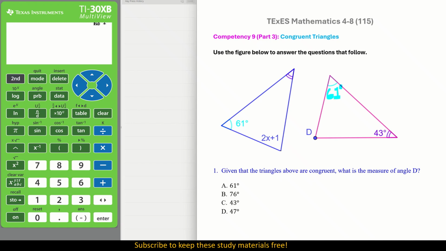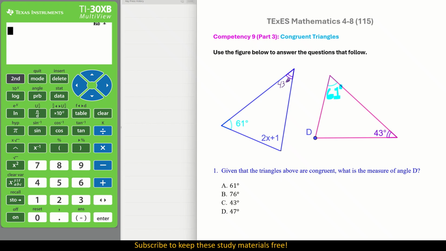Now, 43, well, that means this angle is also 43 degrees. All right, so this gives us some congruency. But now let's look at things here.